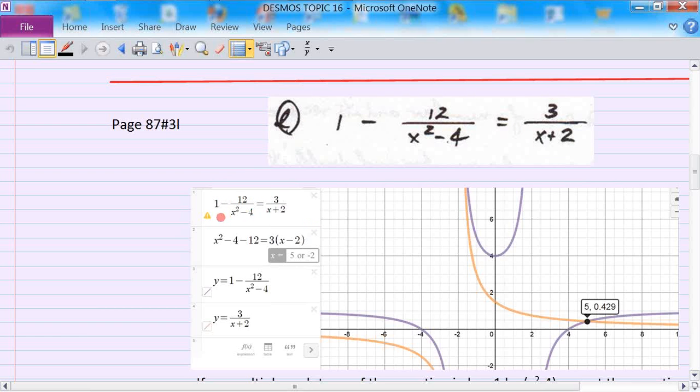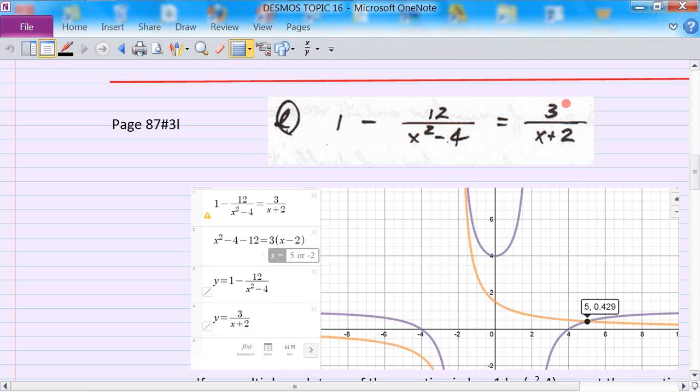So what I'm going to try and do is multiply each term by the common denominator, x squared minus 4. I'm going to multiply this whole term by x squared minus 4, and I'm going to multiply this by x squared minus 4. When I do that, 1 times x squared minus 4 gives me that. Here, when I multiply by x squared minus 4, the term cancels in the top and the bottom, and I'm just going to be left with 12.